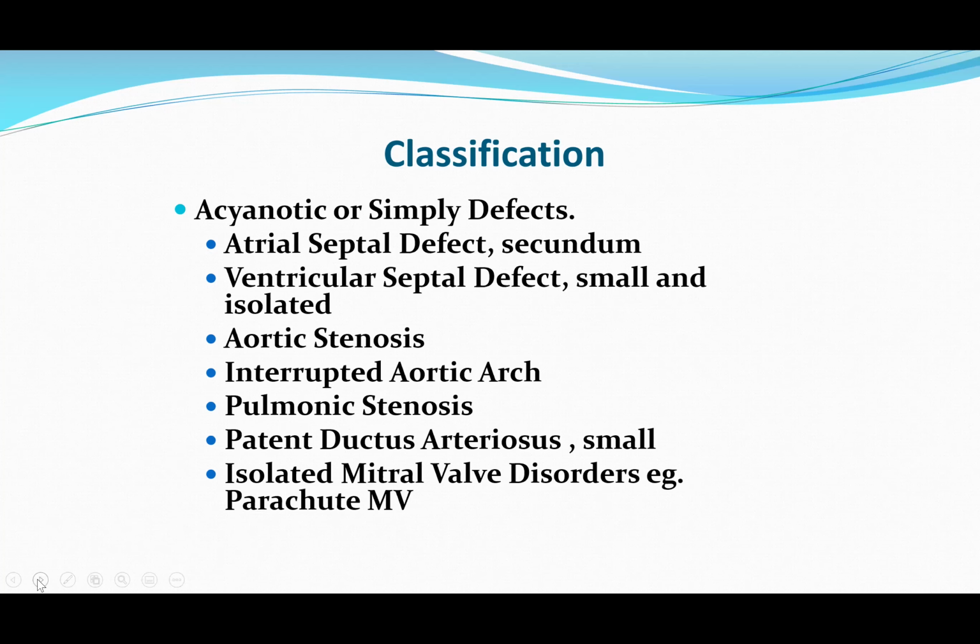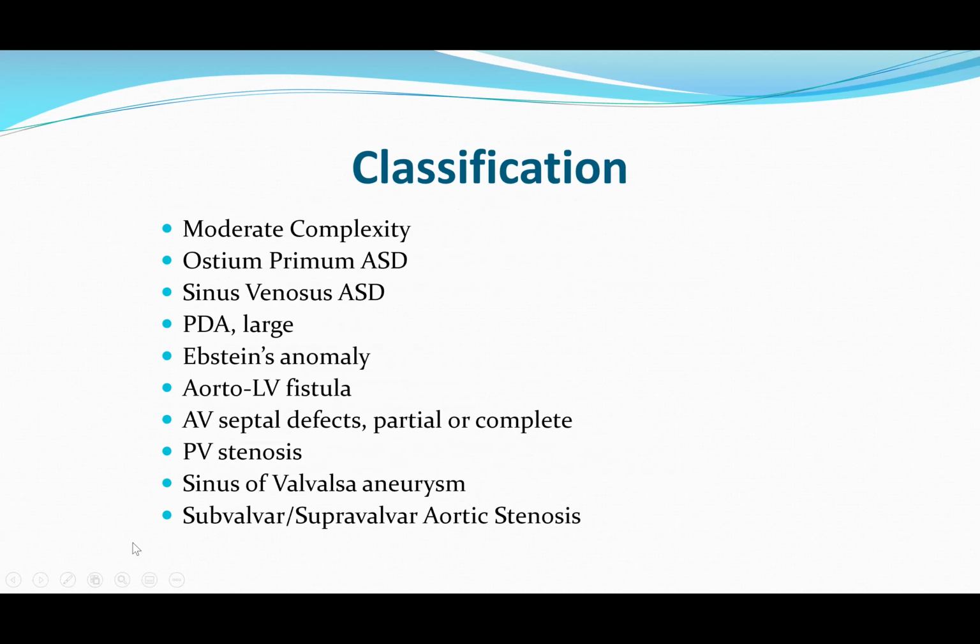Then those with moderate complexity are primum ASD, sinus venosus ASD, a large PDA, Ebstein's anomaly, aorta-left ventricle fistula, AV septal defects, pulmonary valve stenosis, sinus of Valsalva aneurysm, subvalvular and supravalvular aortic stenosis.